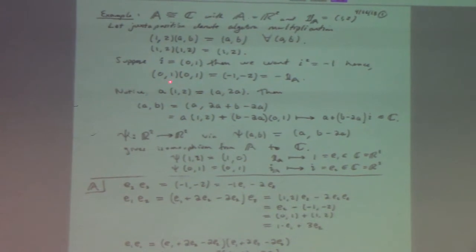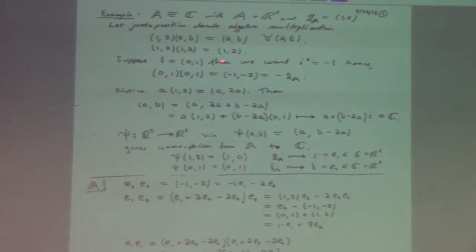So (0,1) times (0,1) is supposed to be minus the identity. That's what makes i. So that times that should be (-1,-2). Also, scalar multiplication is scalar multiplication. And so, let's see here, how to say this. There's something, I mean, essentially, how to say this.